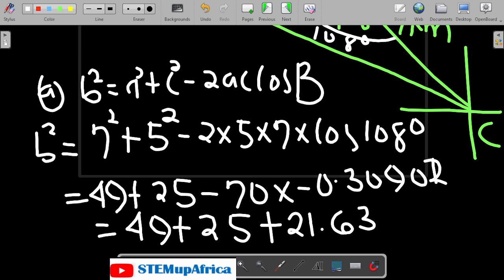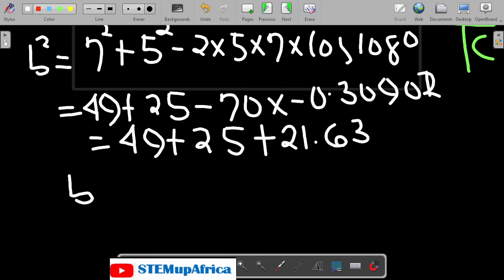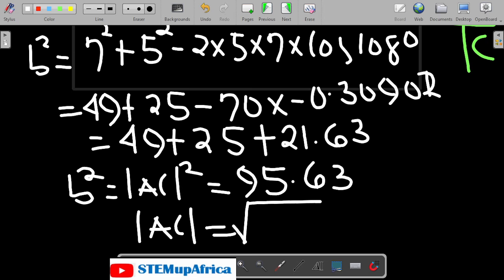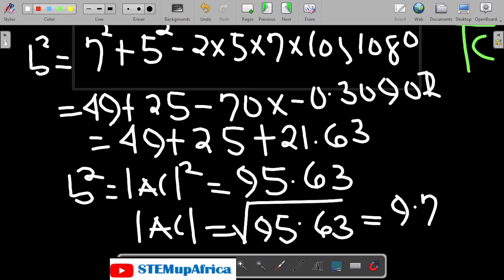21.63. So if I add up, my small b square now, which is also my AC square, will give me 49 plus 25 plus 21.63, that will give us 95.63. So my AC now will be what? Square root of 95.63. What are we having? 9.78 kilometers. That's the distance from A to C.